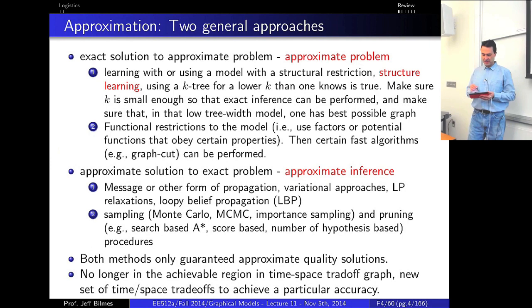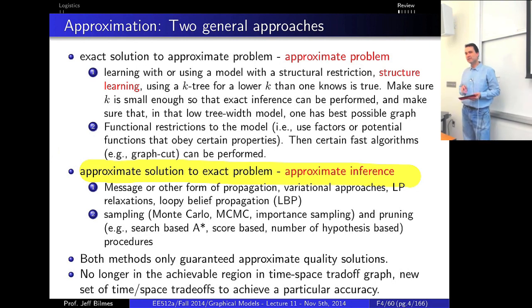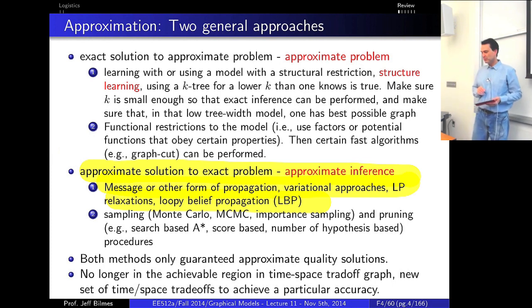The approach that we're going to be taking for the most part in this class is to do an approximate solution to an exact problem. So we're going to take the original problem and come up with mathematical ways of approximating it. The first part of the second half of this class is going to be on this Wainwright and Jordan text, which involves things like variational approaches, linear programming relaxations of the problem, loopy belief propagation, and various properties associated with the log partition function.